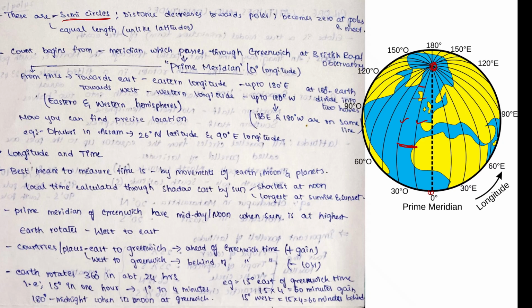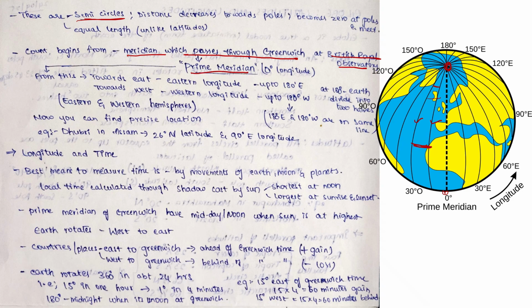The count begins at the meridian which passes through Greenwich at the British Royal Observatory. That is considered the prime meridian, which is 0 degrees longitude. The 0 degree longitude is a semicircle and the exact opposite is 180 degrees longitude.